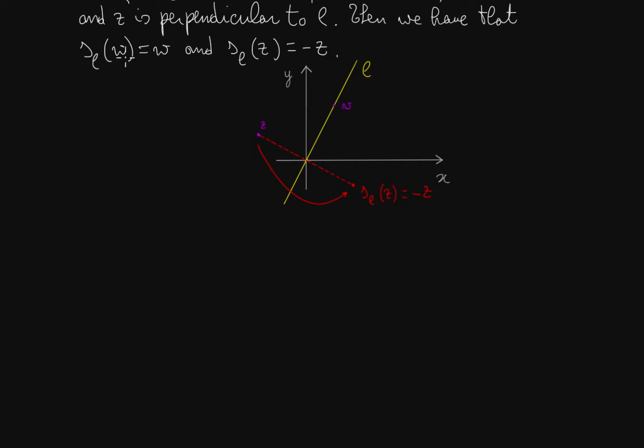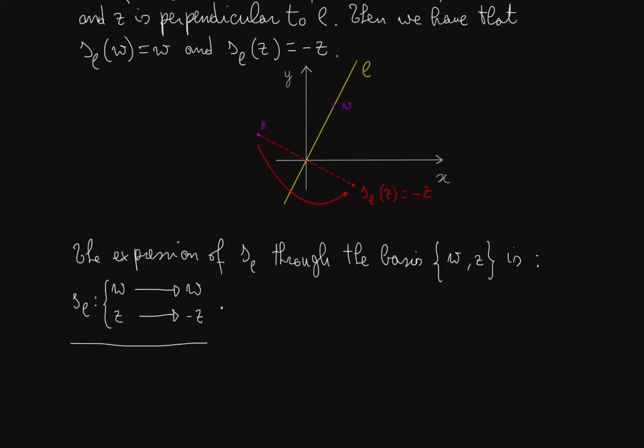The fact that SL of W is W and SL of Z is negative Z would not be true if I had chosen vectors in a different way from the one I've chosen here. We have a particularly easy description on just these two vectors of the map SL. So let's go now and see the procedure to express the SL by means of these bases. The expression of SL through the basis W, Z is: W goes to W and Z goes to negative Z.